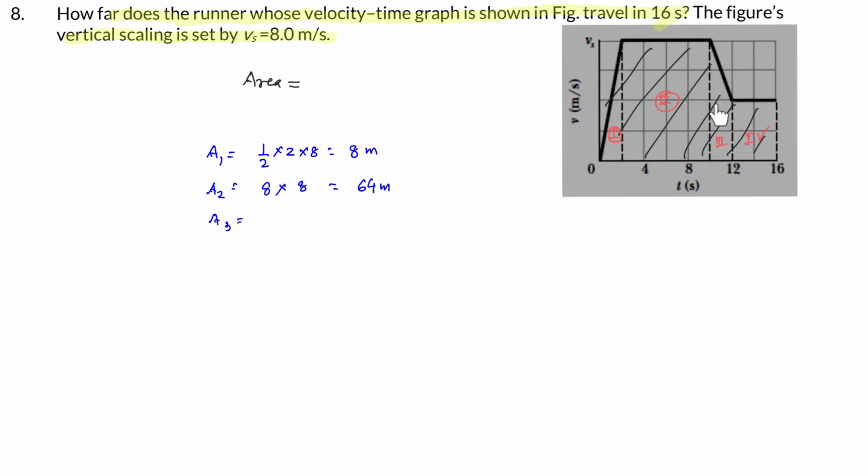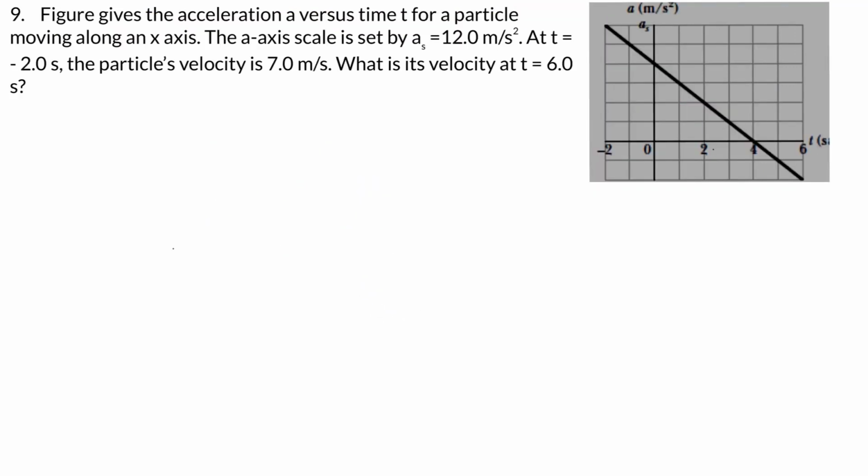Now the third is a trapezium. The area of a trapezium is half into the sum of parallel sides. One side is 8, another one is 4, and the distance between the parallel sides is 2. So this is 12 meter. And shape 4 is a rectangle. This dimension is 4, this one also is 4, so 4 into 4 gives you 16. Add them, and this comes out to be 100 meter. This is the desired unknown. Next question.